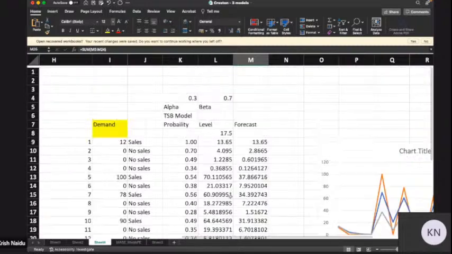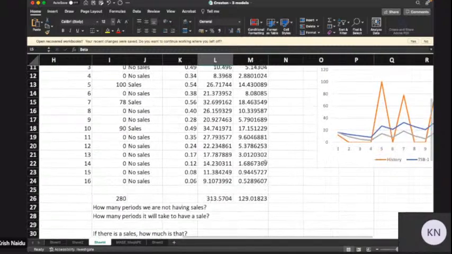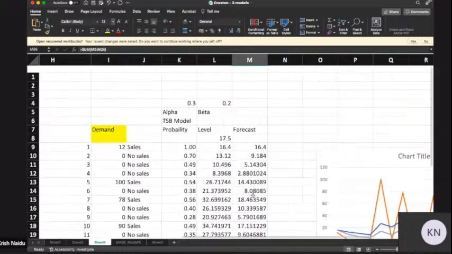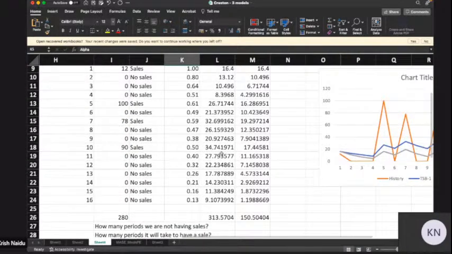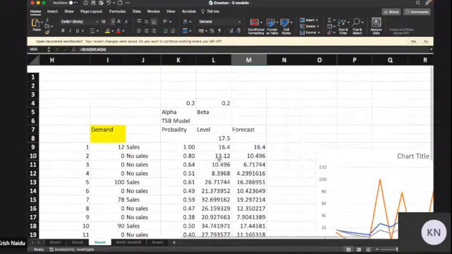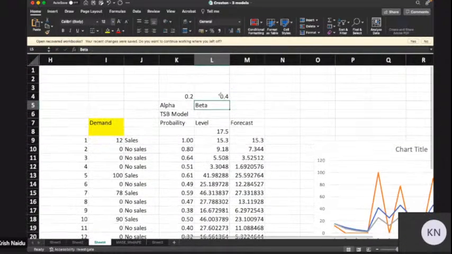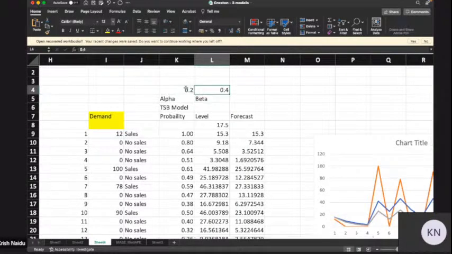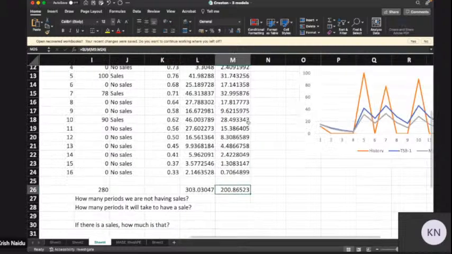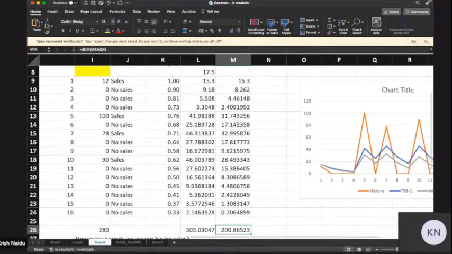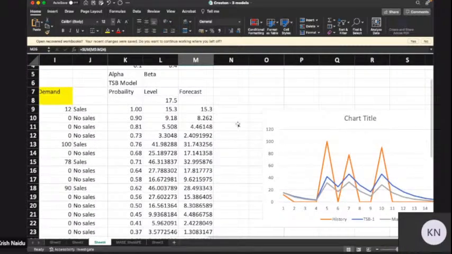So let me reduce this value to 0.3. Let's see how much change we get. This is coming down. Let me reduce this value also to 150. Right. Let me increase this value to 0.4. This is 156. Let me reduce this value further to 1. So this is 200. I think we are reaching a good amount now. Okay, I think we are good enough.